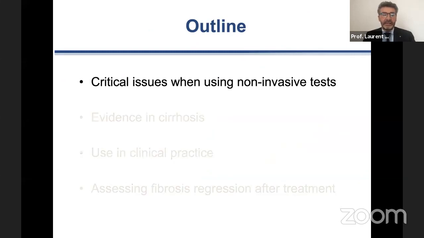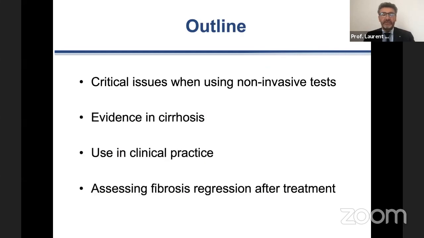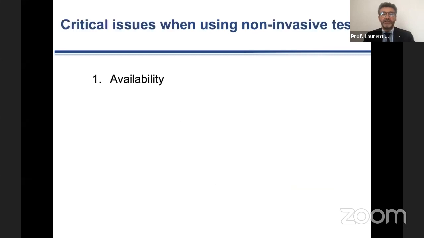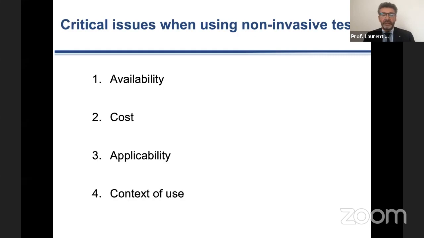So this is the outline I will be following within the next 20 minutes. There are critical issues when using non-invasive tests. I will deal with evidence in cirrhosis, use in clinical practice, and before concluding, just a few hints regarding fibrosis regression after treatment using non-invasive tests. The critical issues when using non-invasive tests are availability, cost, applicability, and context of use. And this is paramount when you're using these tests.